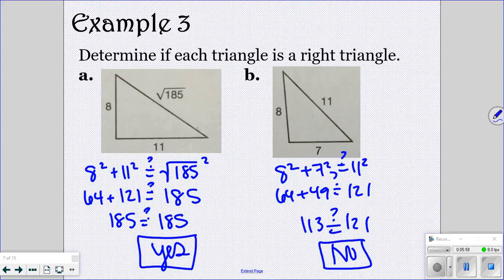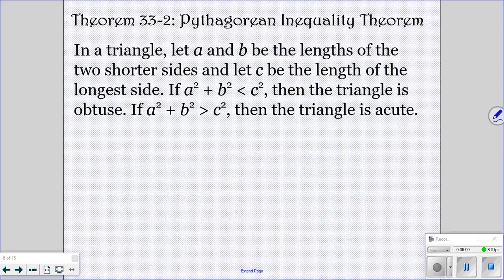So for theorem 33.2, the Pythagorean inequality theorem, in your triangle, if you have A and B as the lengths of your shorter sides and C is the longest side, if C squared is bigger than A squared plus B squared, then it's obtuse. And if C squared is smaller than A squared plus B squared, then it's acute.